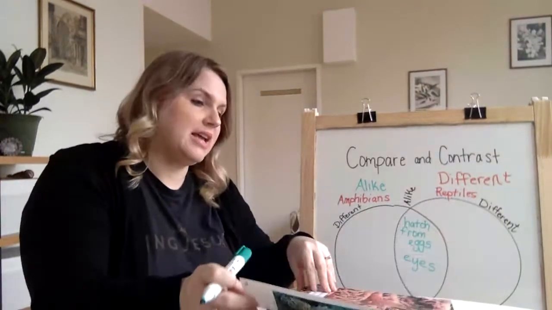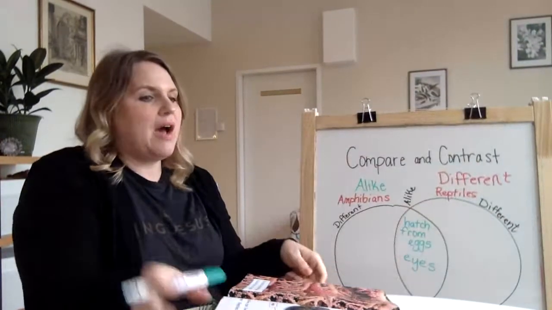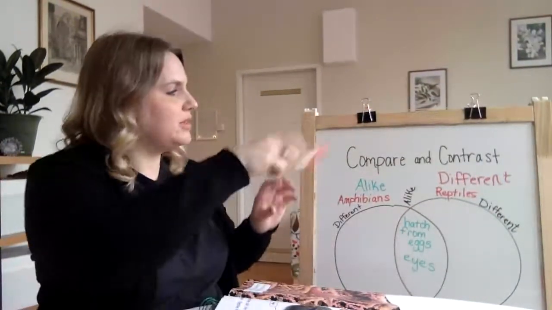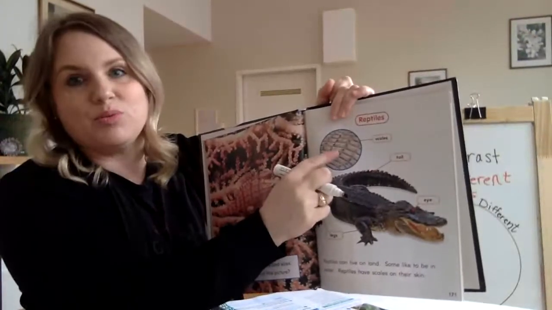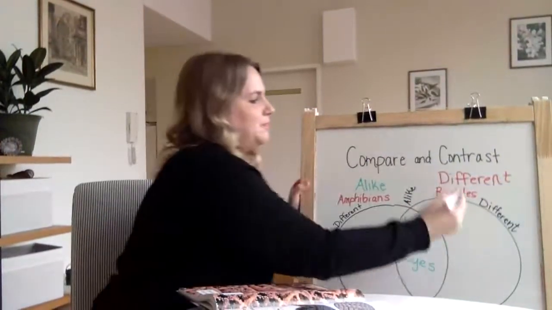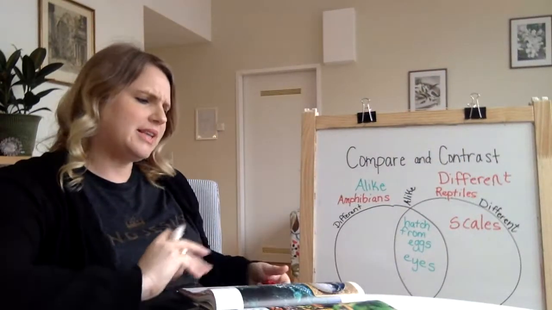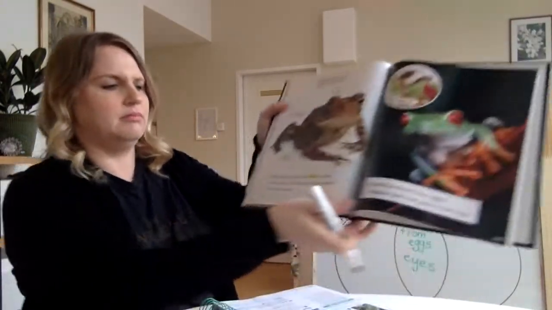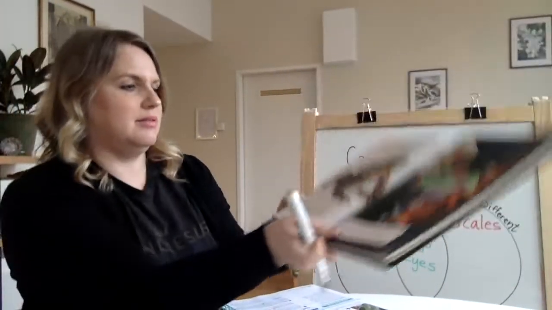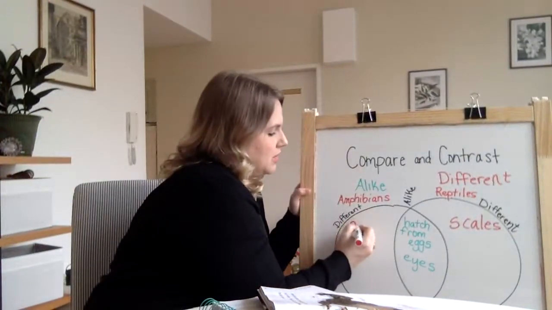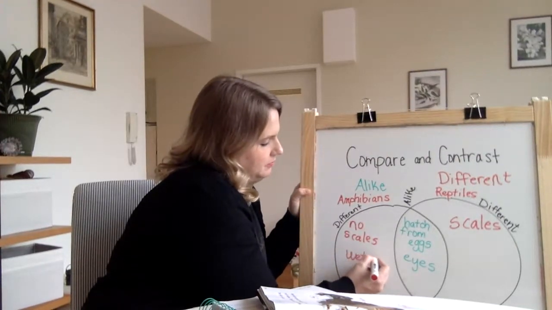Now, I do remember that it said that reptiles have scales, but I don't think amphibians have scales. So that would be one way that they're different. So I'm going to put scales on which one? Reptiles. Remember, reptiles have scales? What did it say about amphibian skin? It said that their skin is wet. So I'm going to say no scales, wet skin.